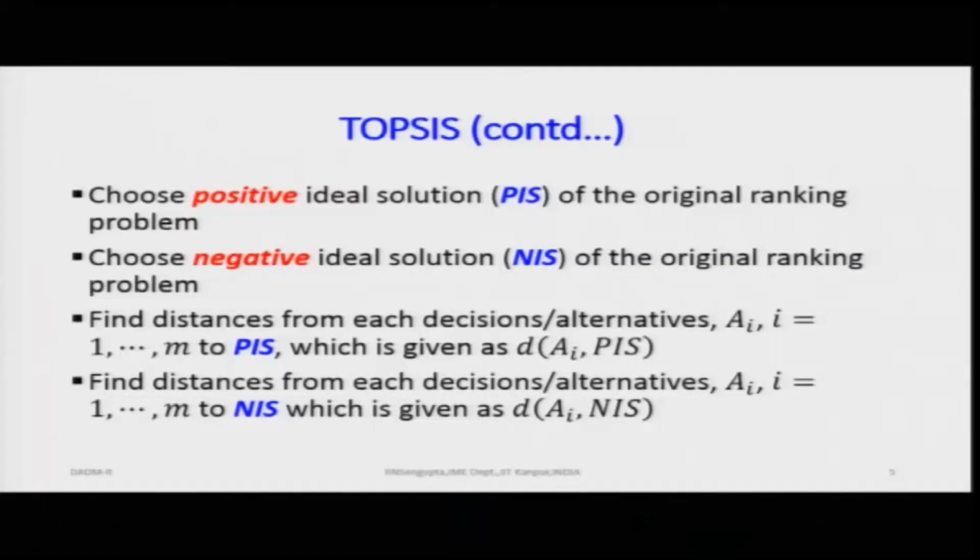So, obviously, it means that I should be closer to the positive sense and further from the negative sense. If I am further away from the positive one and closer to the negative one, obviously it will mean a bad decision or a bad alternative based on the cumulative criteria set which I have. We will choose a positive ideal solution, which will be nomenclatured as PIS, the positive ideal solution of the original ranking problem which we have.